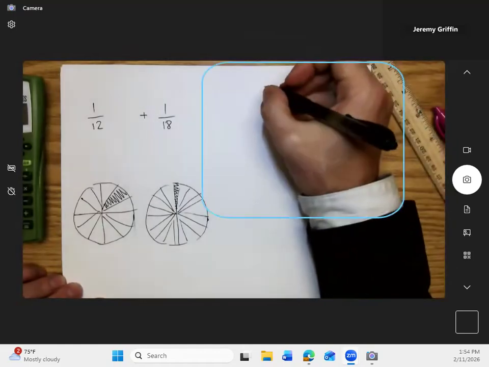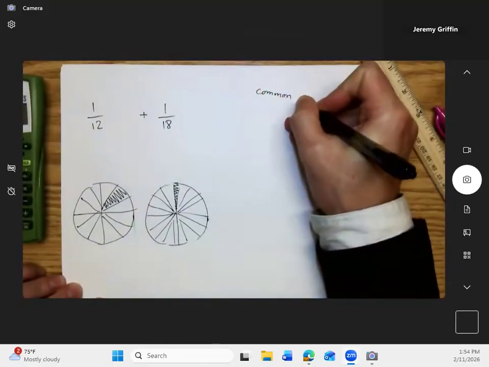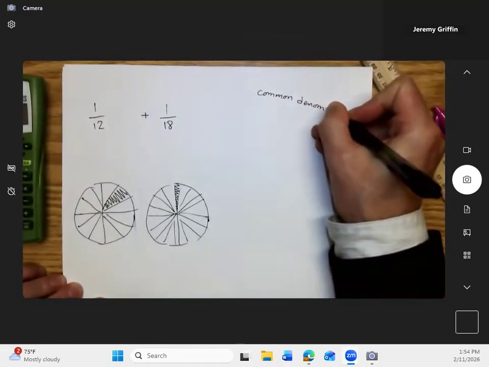You guys were just telling me to add fractions together. You do need a common denominator.